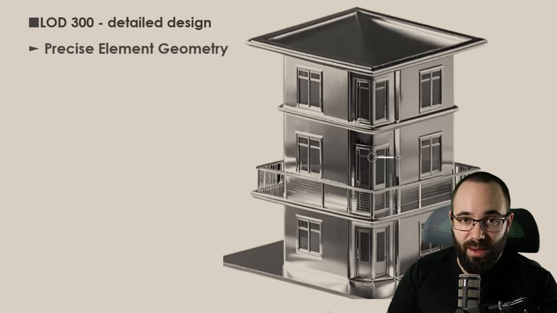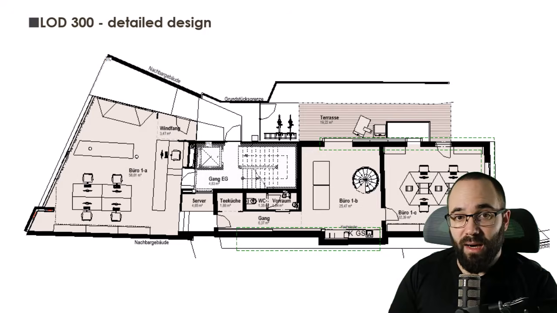Precise element geometry. At LOD 300, the BIM model includes accurate measurements and relationships between components. This level ensures that the geometric representation is highly detailed.